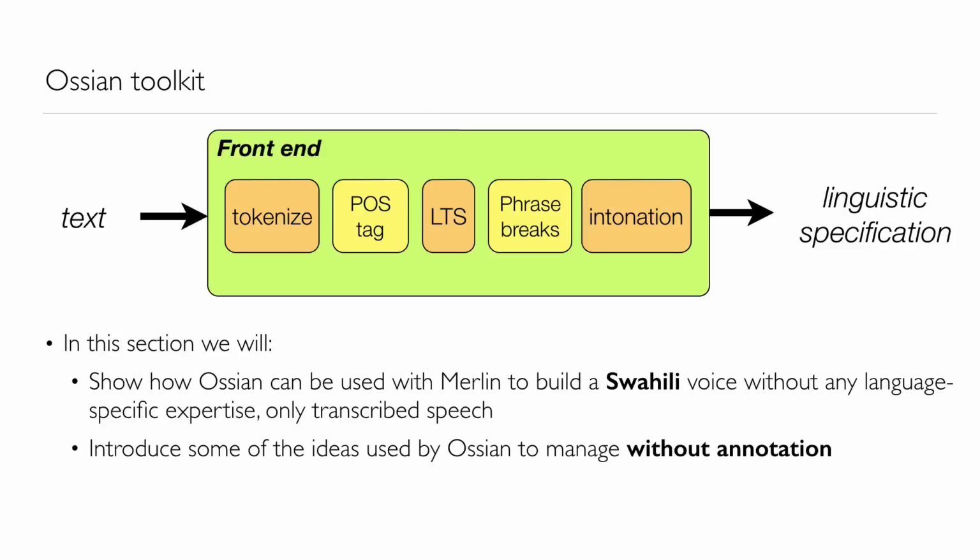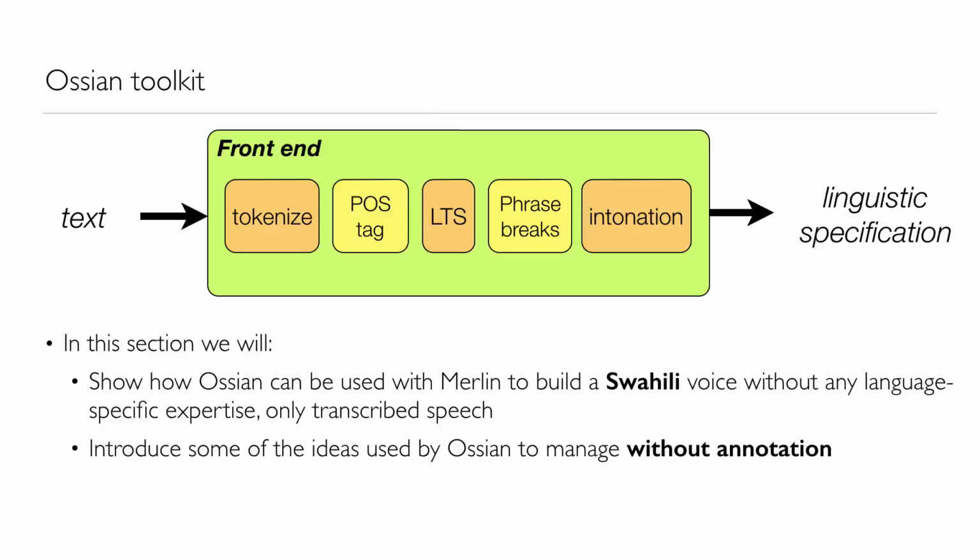So, as a running example, I'll take a target language that we became interested in last year and we started working on a little bit, so Swahili. And I'll show you kind of the first approach we followed to building a voice in this language. We've started adding kind of expertise and annotation, but this is the first thing we did and it gave quite reasonable results. And I'll point out some of the ideas that we try and use to manage with as little annotation as possible.